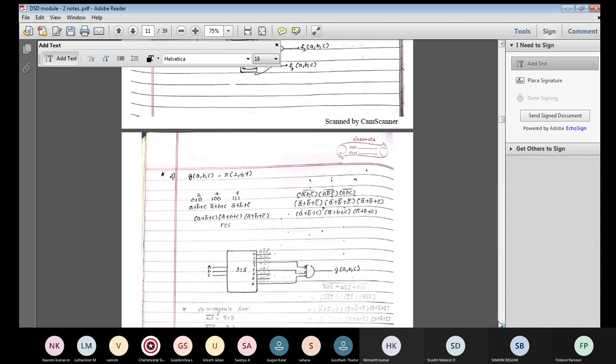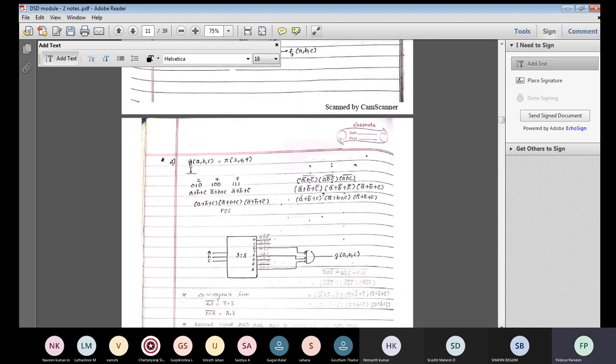Next, see now, G of ABC. There it was summation, here it is pi, 2, 4, 7. So 2 is 0, 1, 0, 4 is 1, 0, 0, 7 is 1, 1, 1. Since it is pi, 0 means it is without bar, and pi means it is product of sum. So how it is written: A plus B bar plus C. Here 1 means it is with bar: A bar plus B plus C. In the same way, 7 is what? A bar plus B bar plus C bar.